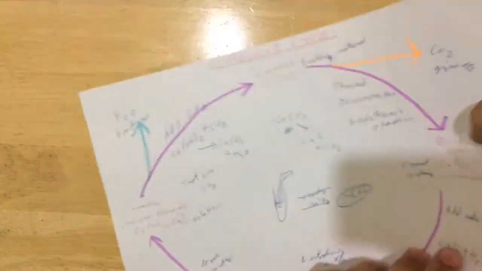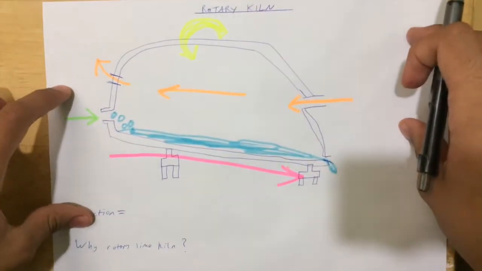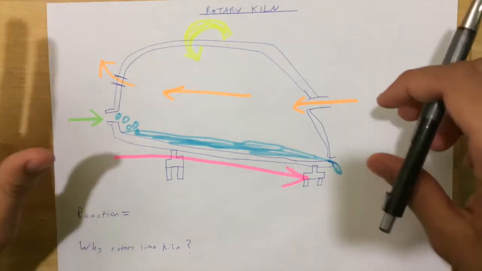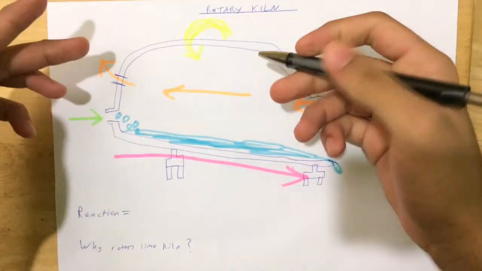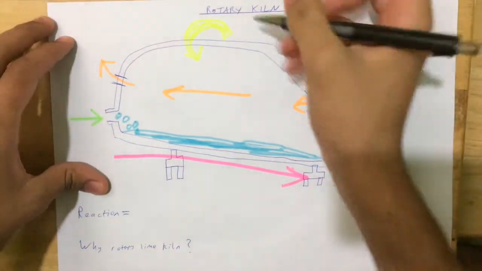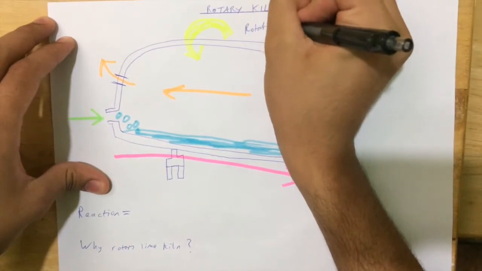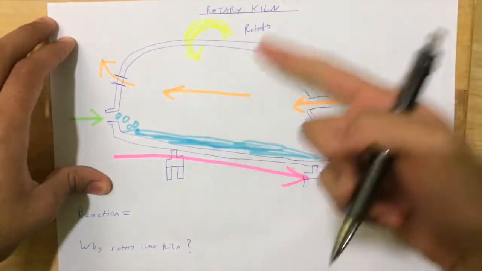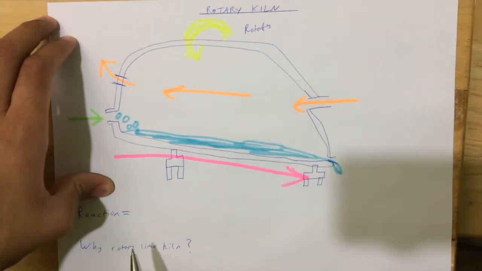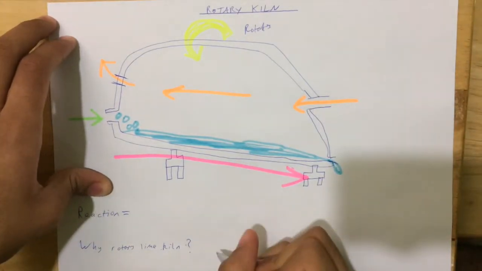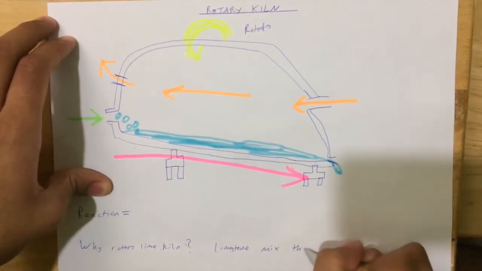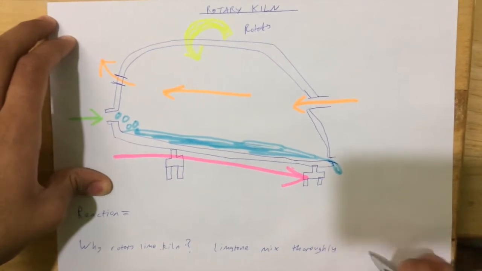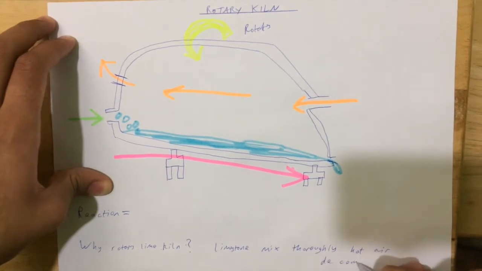And now we're going to move on to the rotary kiln. So what happens in the rotary kiln? Well, from this beautiful diagram, the first thing you should know is that the kiln rotates. It rotates round and round. And why do we have a rotating lime kiln? Because it helps the limestone mix thoroughly with the hot air. And this helps it thermally decompose completely.